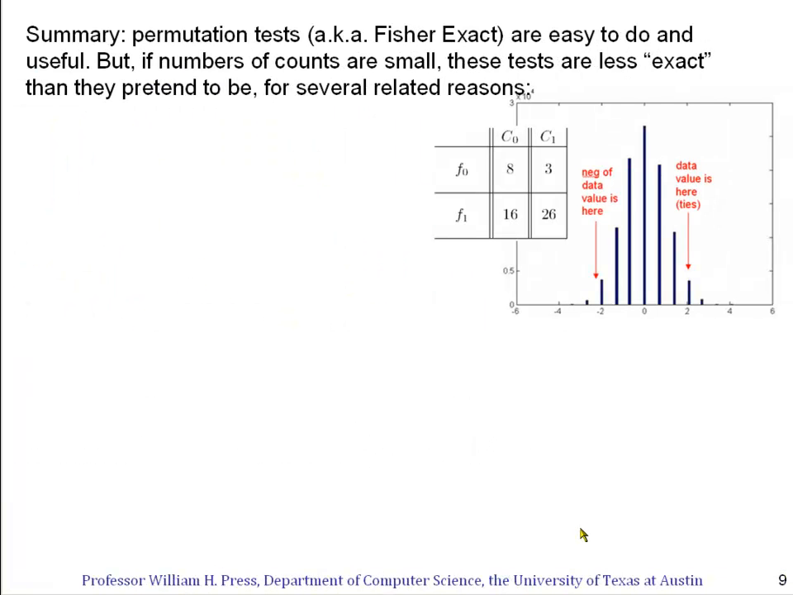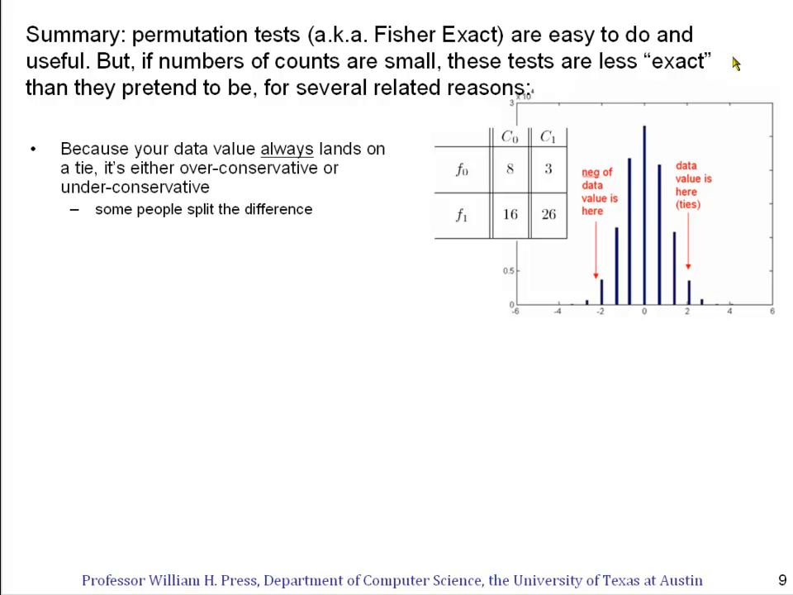So let me summarize now both this unit and the one before, in which we've been discussing the Fisher exact test, or equivalently the permutation test. These tests are easy to do. They're done all the time. They're a standard way of reporting significance level for contingency tables. However, if the number of counts in your table are small, as in our little example here that we did in the segment before this one, these tests are less "exact" than they pretend to be, and we've seen there are several reasons for that.